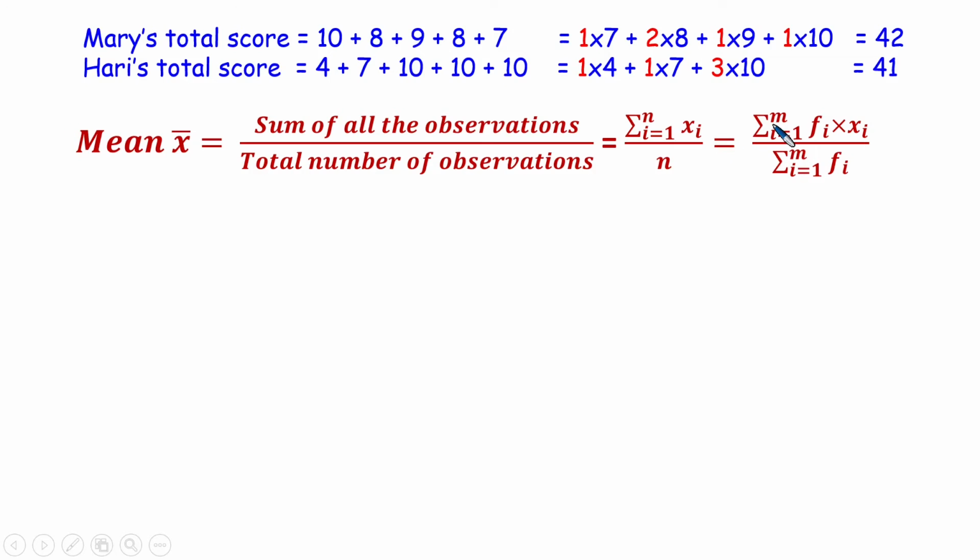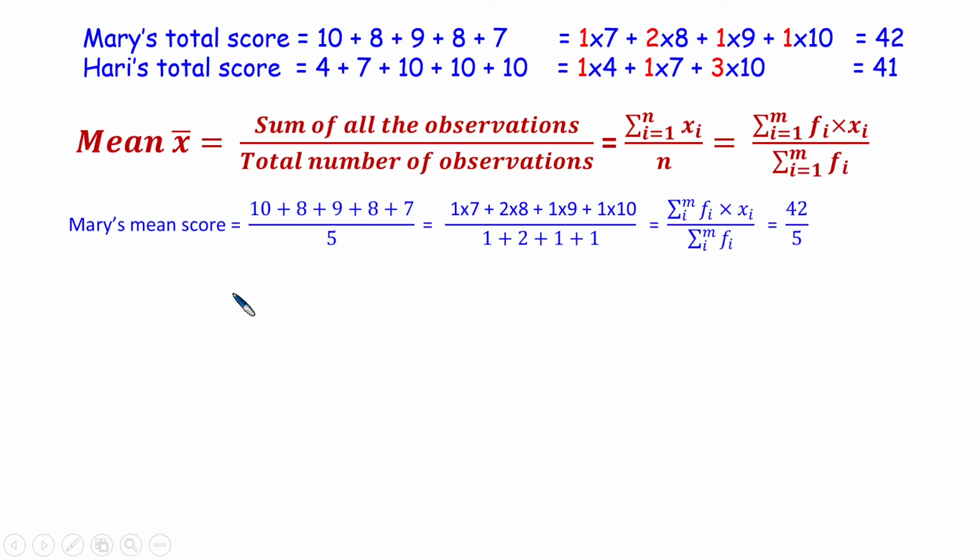So the frequency is nothing but the number of times 10 comes. I can write this sum as frequency times x_i. The number of frequencies, 1 plus 1 plus 3, is 5. For Mary's case, 1 plus 2 plus 1, so this is also 5. So Mary's mean score is what I have written here. I can write it in terms of frequency, club them, and I get 42 by 5.